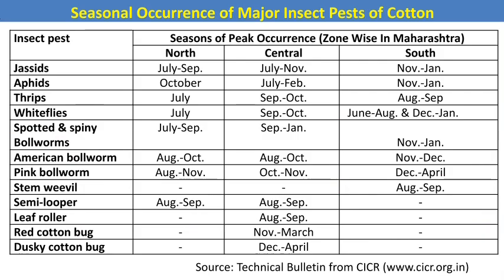And in the case of pink bollworm, it mostly occurs from August to November in the north region, October to November in the central region, and December to April in the south region. This is the seasonal occurrence of each and every pest of cotton.